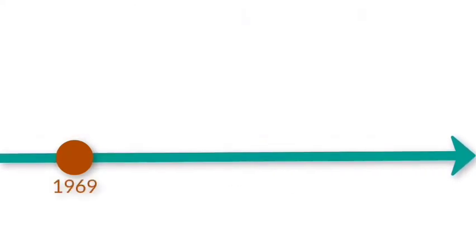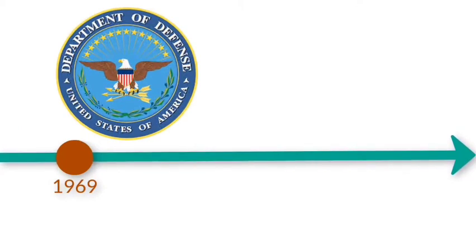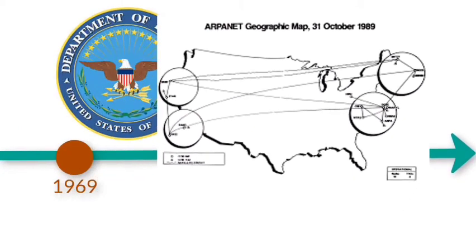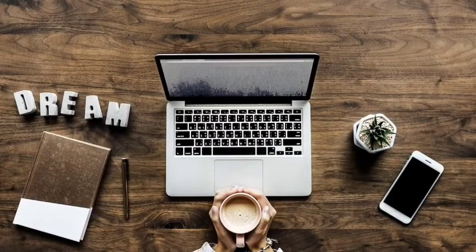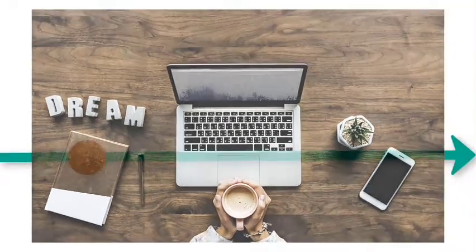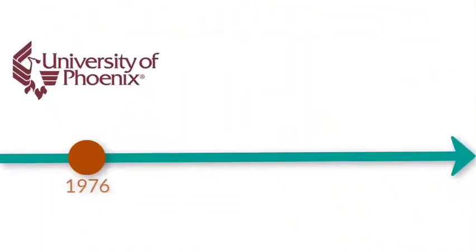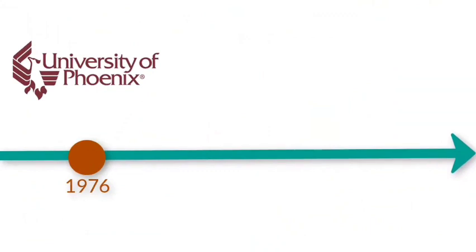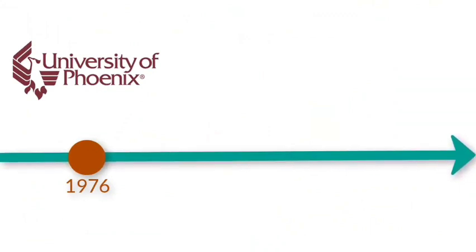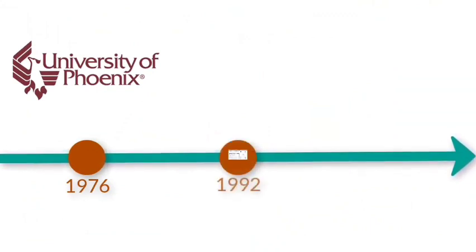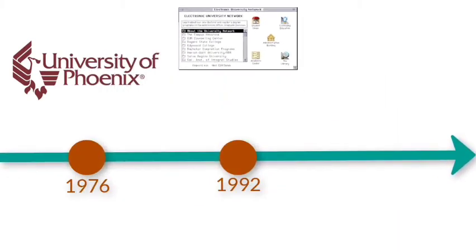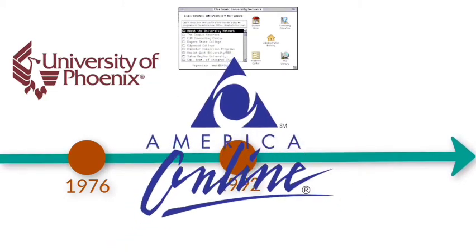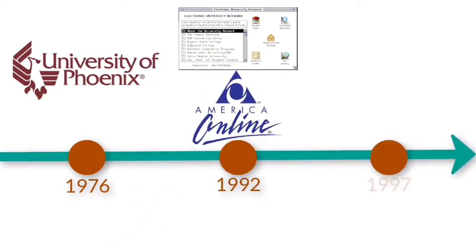The establishment of the Internet, then known as ARPANET, in 1969 by the U.S. Department of Defense laid the foundations of the coming explosion of distance learning. Some highlights of the era of Internet distance learning. The University of Phoenix was founded in 1976 to provide adults more flexible higher education options. In 1992, the Electronic University Network offered a PhD program via the rising online platform America Online.